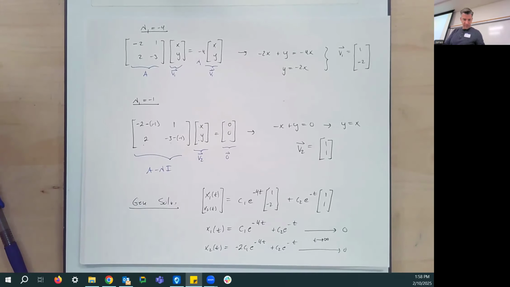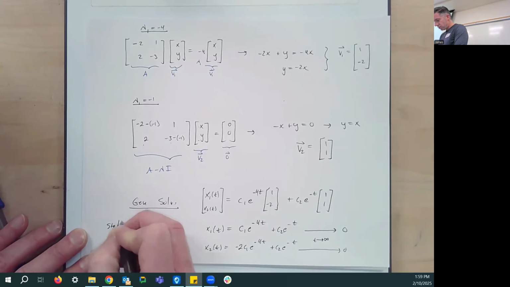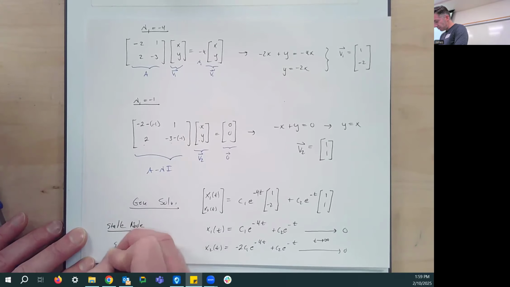We probably don't have enough time to do that. See if there's anything else I want to say here before I go on. Yeah. So we would call this a stable node, also known as a sink.